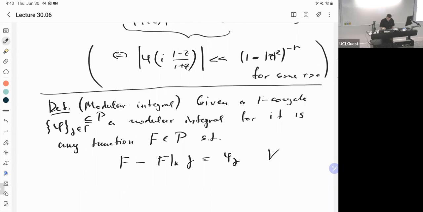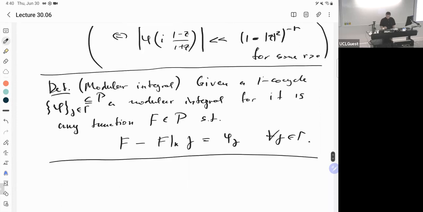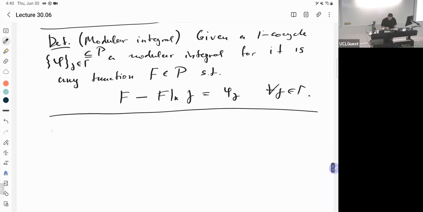So we want this to happen for all elements in the group. In terms of cohomology, this condition, the existence of such a function, just means that the cocycle is trivial in the cohomology group. But what's kind of a funny thing is that we actually don't care so much about the cohomology, but about the preimage under the coboundary map. And there's also the weight: modular integral of weight k, and the cocycle is also of weight k.